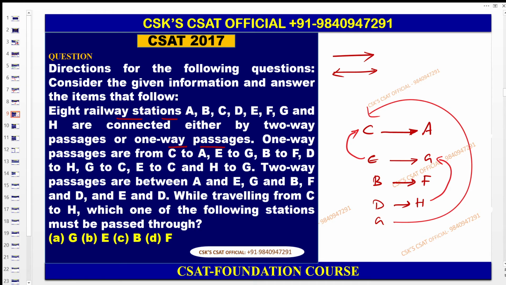Now, two ways passages are A and E, 2A. G and B, 2A. Then F and D, 2A. Then E and D, 2A.